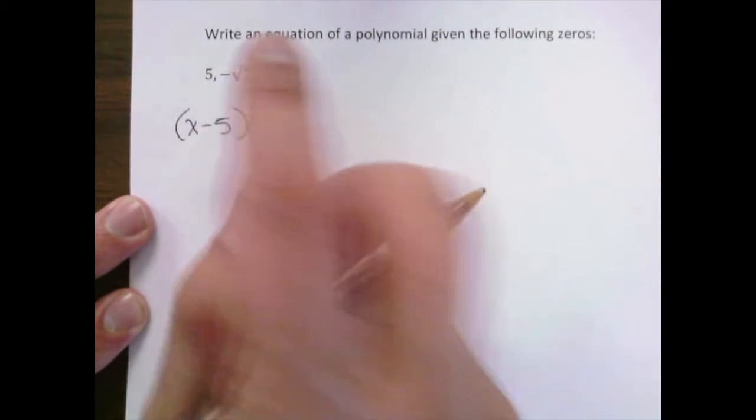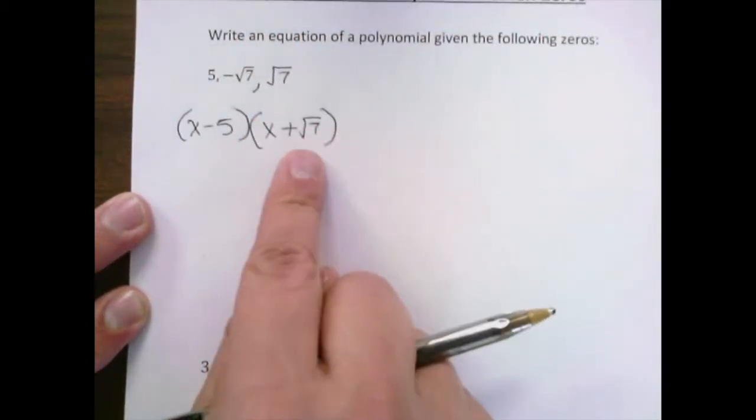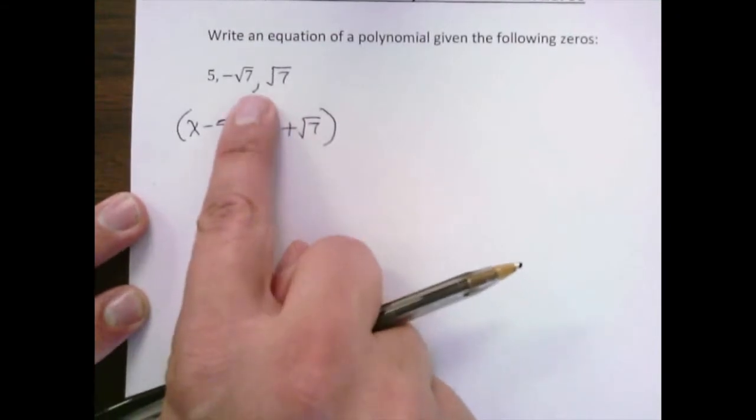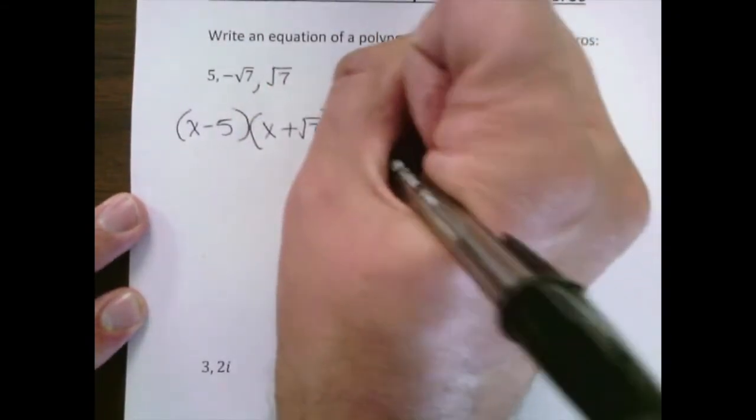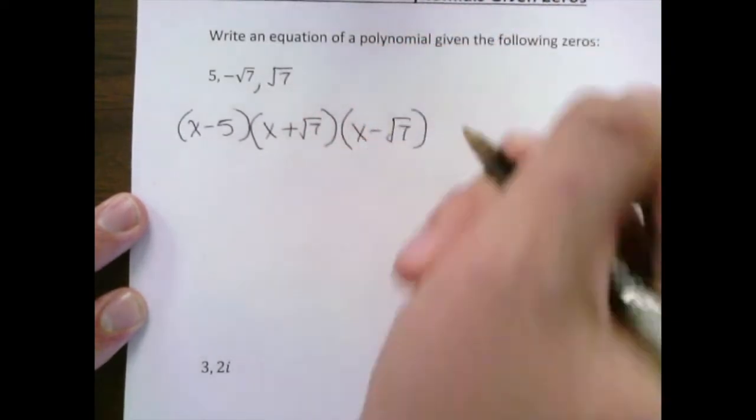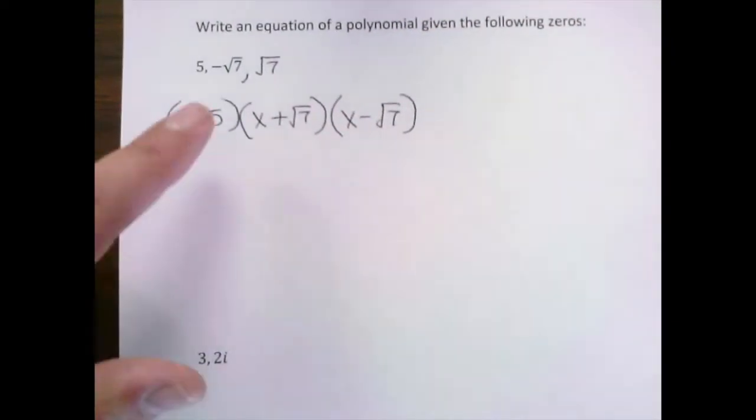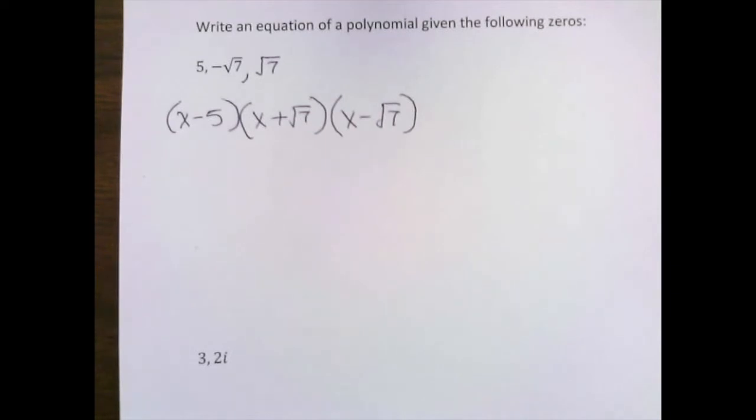So when I have a negative square root of 7, we're going to have a factor of x plus the square root of 7, because if you set this equal to 0 and solve, you're going to get negative square root of 7 as an answer. And then on my third zero, we're going to get x minus the square root of 7 as a factor. Now, believe it or not, right there, that is a polynomial, but it is in factored form. What I want to do is get things in standard form. So I'm going to have all of this multiplied all out.